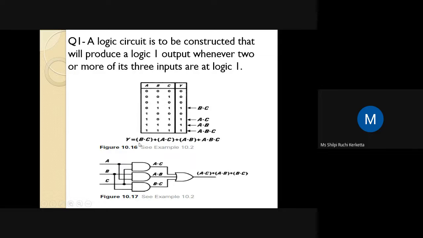Then what is there? It is BC plus AC plus AB. Plus means we have an OR gate. So we will put a 3-input OR gate and connect all these terms. So in total we are getting AC plus AB plus BC. So this is the carry circuit. Any doubt in this? Any doubt how we are getting the carry circuit? This can come in the exam.